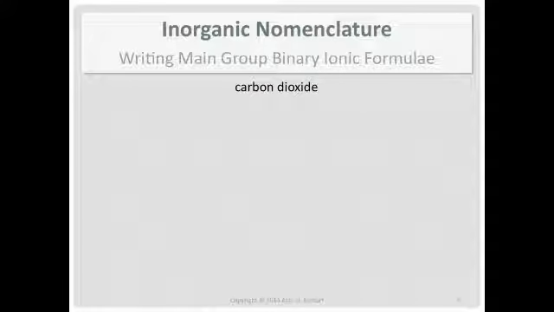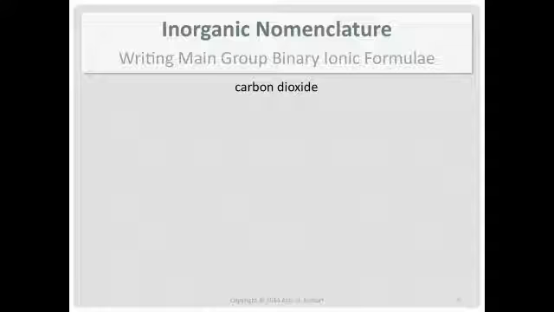We've learned how to determine charges for main group ions. We've learned how to write the name for main group ions, both cations and anions. We've also learned how to write the name when given the chemical formula. Now we need to turn that around. How do you write the chemical formula for an ionic compound when you're given the name? We have to find the smallest repeating unit of that compound.